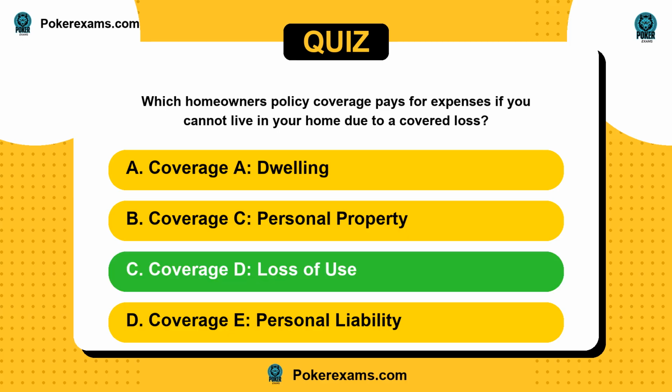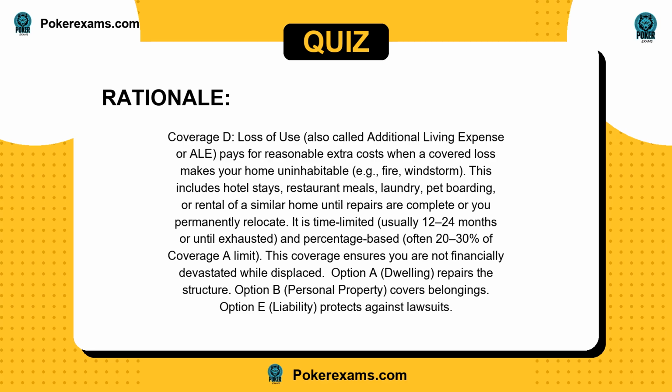The answer is C. Coverage D, loss of use, also called additional living expense or ALE, pays for reasonable extra costs when a covered loss makes your home uninhabitable, e.g., fire, windstorm. This includes hotel stays, restaurant meals, laundry, pet boarding, or rental of a similar home until repairs are complete or you permanently relocate. It is time-limited, usually 12 to 24 months or until exhausted, and percentage-based, often 20 to 30% of coverage A limit. This coverage ensures you are not financially devastated while displaced.